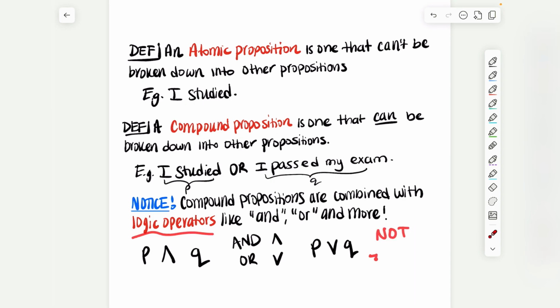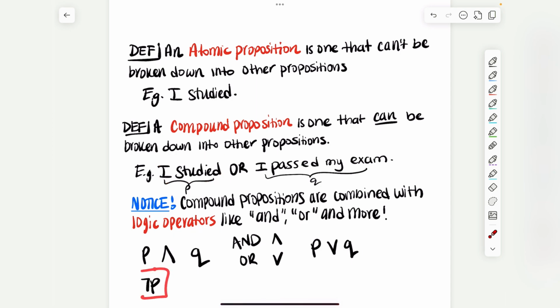Another logic operator is the not operator. So you can write it like this or like this. Garcia uses this symbol, so that's what I also use. And it's just a fancy way of saying opposite. So if you have a proposition P and you put a not in front of it, you're just saying take the opposite of P, and the opposite of "I studied" is "I did not study."